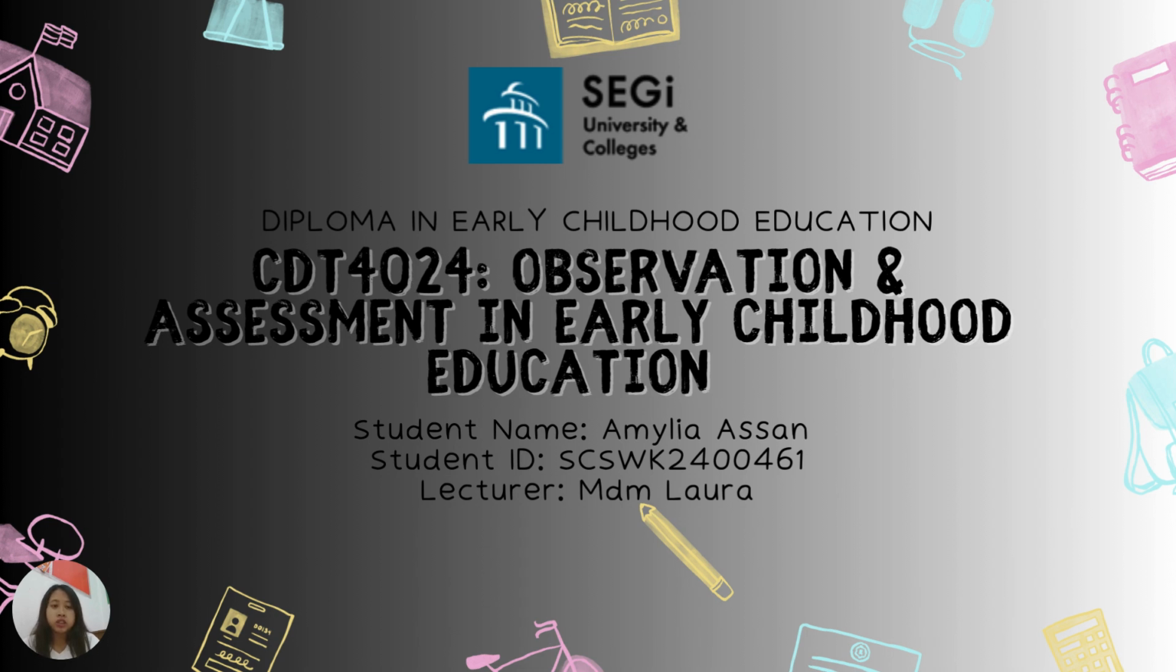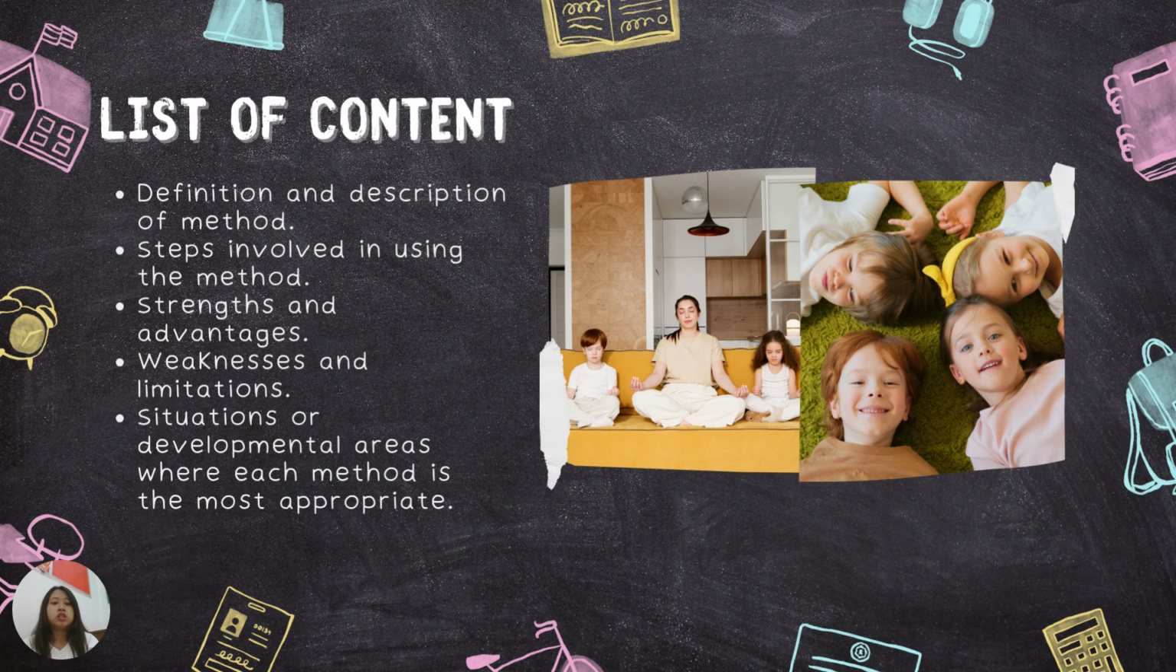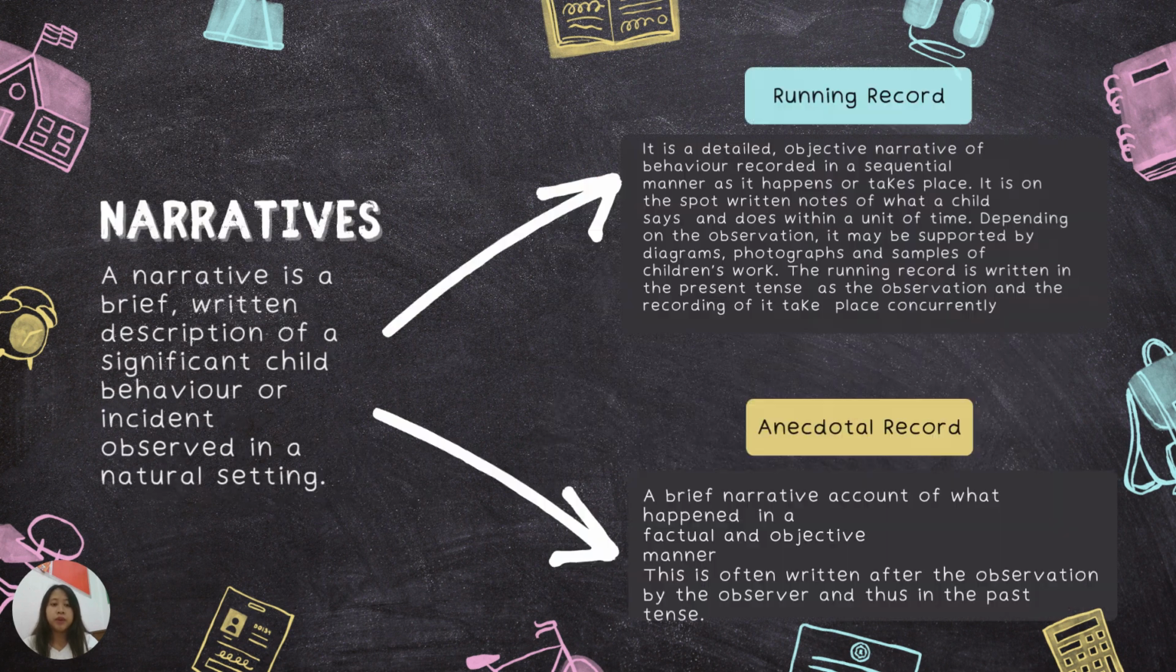My course code is CDT4024 Observation and Assessment in Early Childhood Education. Now I'll begin my presentation. So this is the list of content from my assignment. I have the definition and description of method, steps involved in using the method, strengths and advantages, weaknesses and limitations, and lastly, situations or developmental areas where each method is the most appropriate.